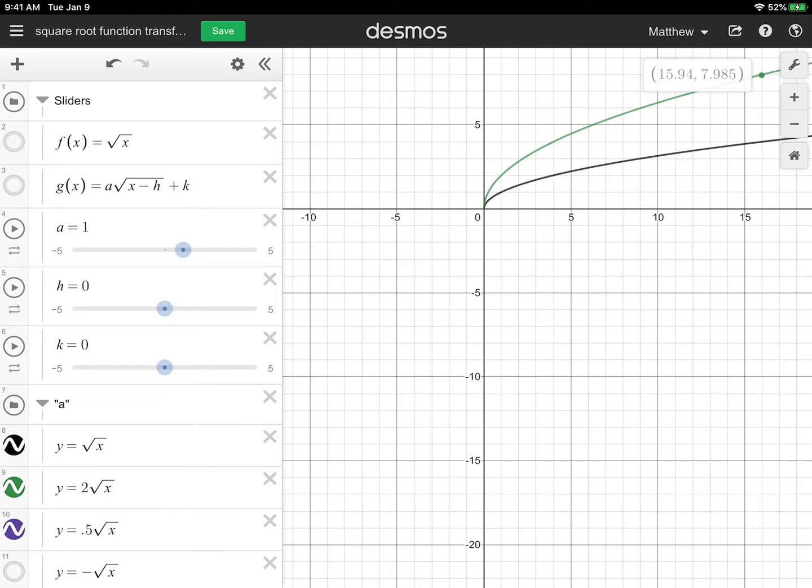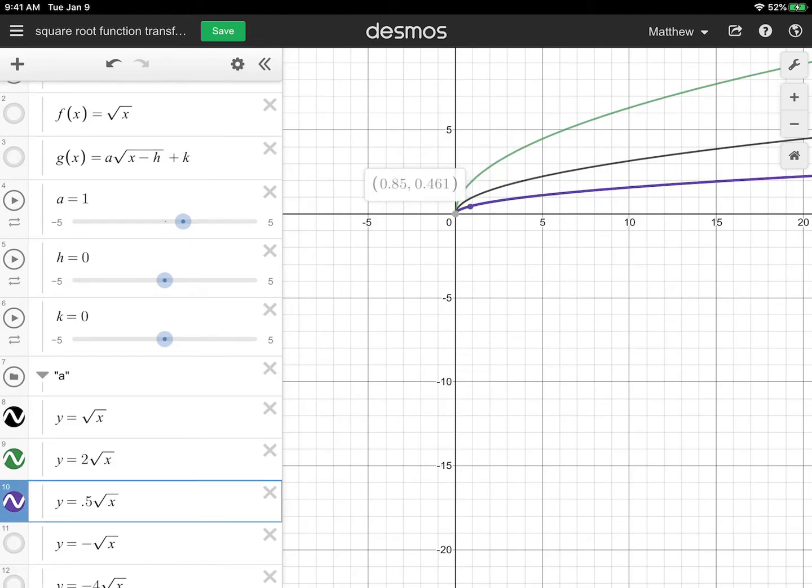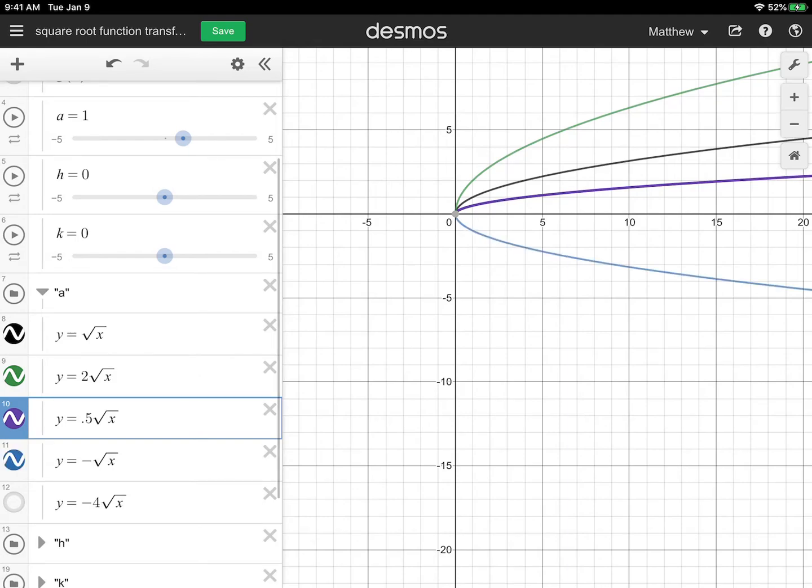If I do it by 0.5, it's going to shrink it by half. So over here, this black one's my parent function, right? I'm at 1, 1. And then if I look at the purple one, it should be 1 and half of whatever that y value is, or 1 and 0.5, okay? And so on and so forth. Again, the negative will reflect it, and then -4 will reflect and stretch it, okay? And that's the effect that a has on it.